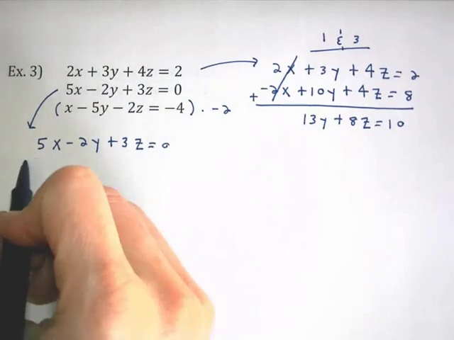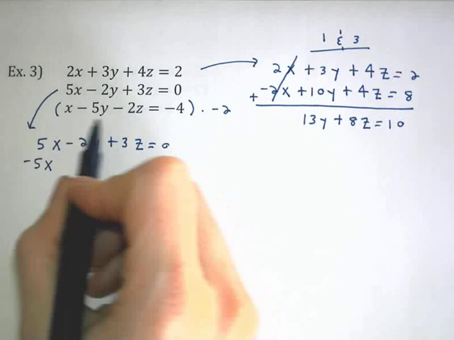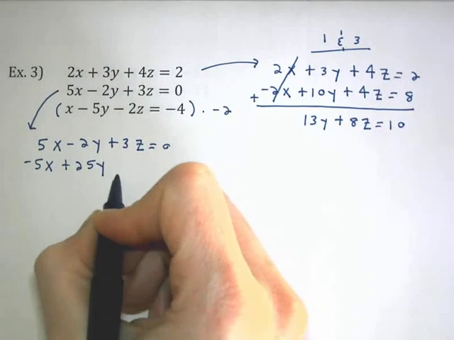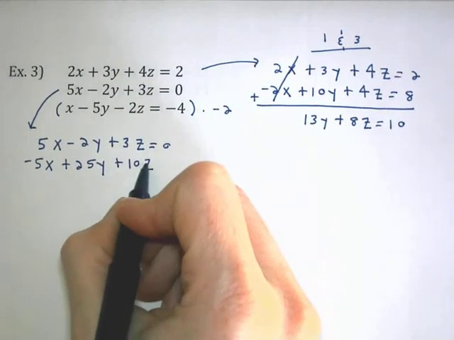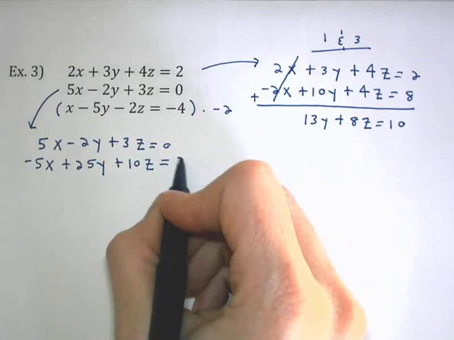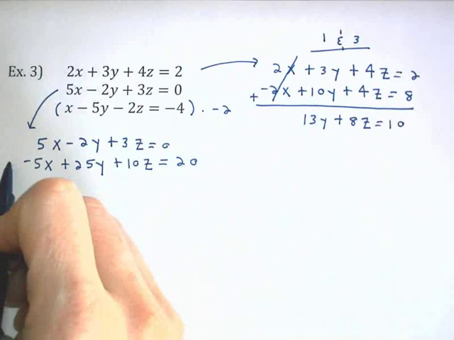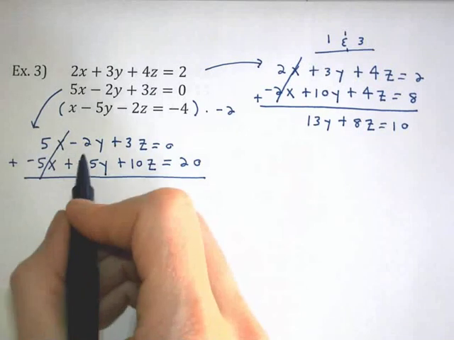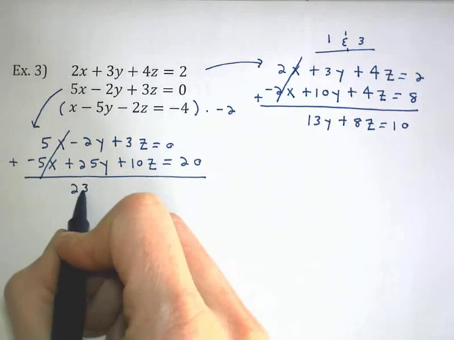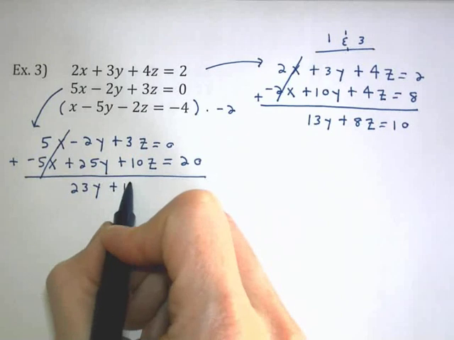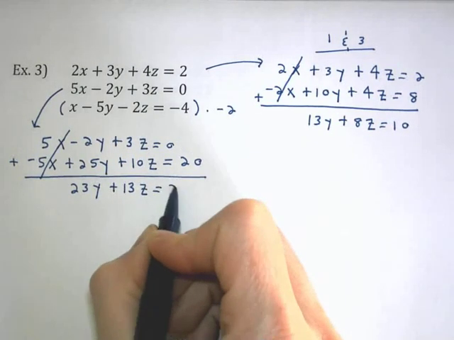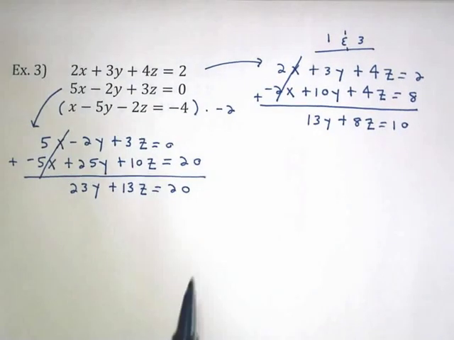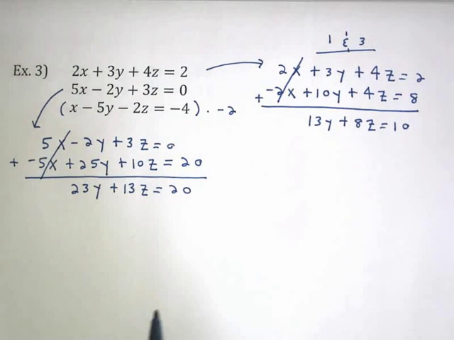And now this third equation is going to get multiplied by -5. So -5x, I'm multiplying right here by -5, plus 25y plus 10z equals 20. Okay, so I have the opposite that I want. That's going to eliminate my x's. And right here I'm going to have a positive 23y plus 13z equals 20.